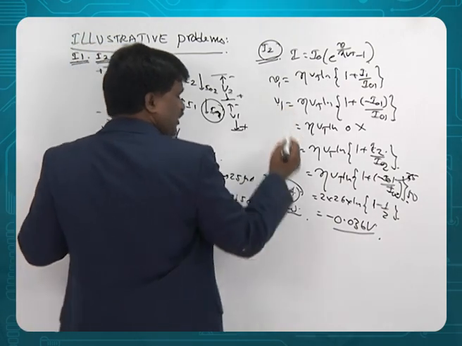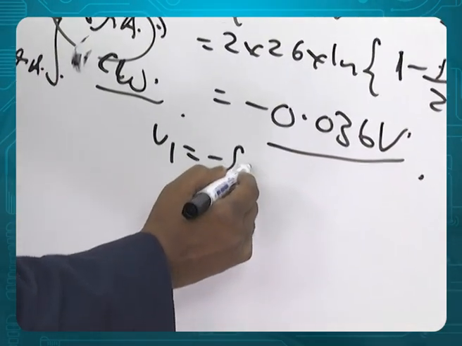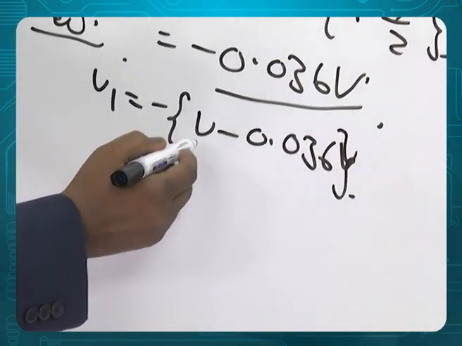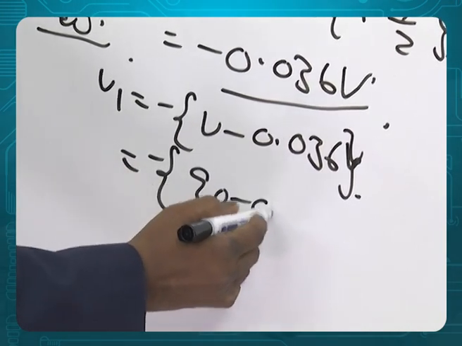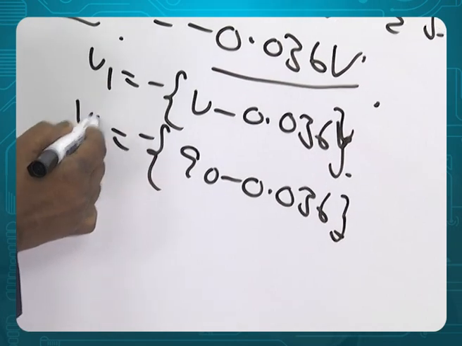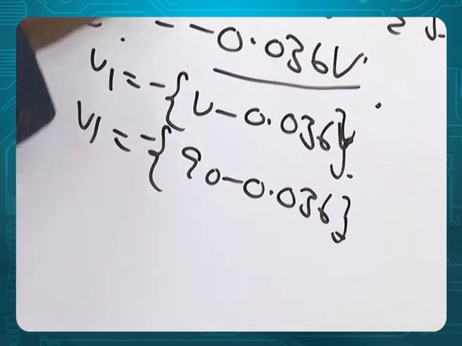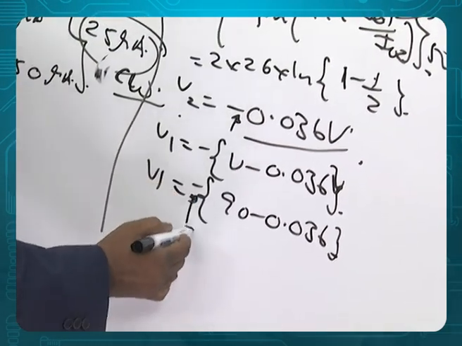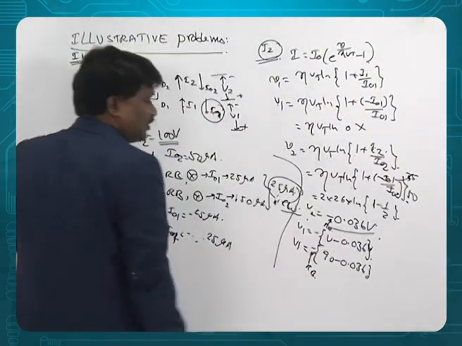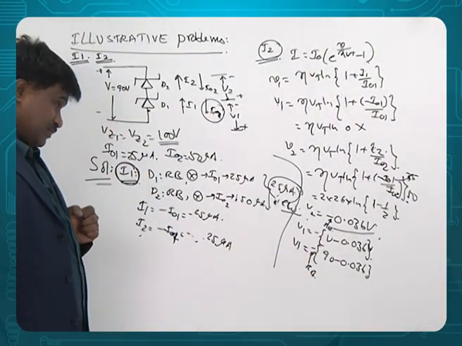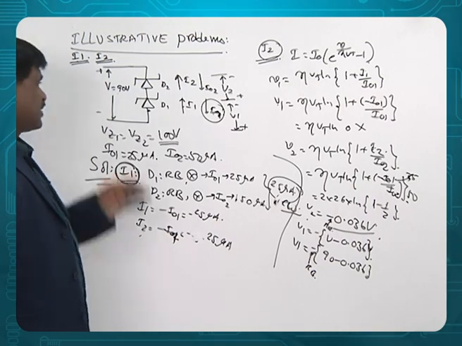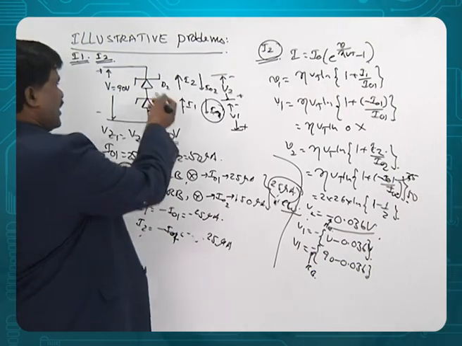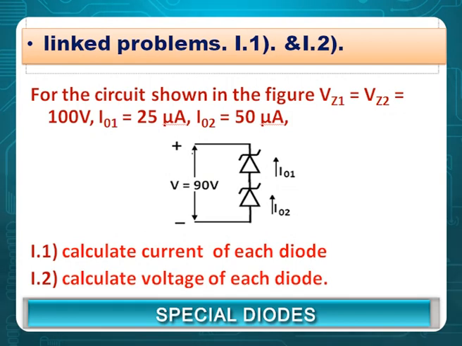Then how to calculate V1? V1 will come from KVL: V minus 0.36. What is V? 90. So 90 minus 0.36 is the answer. And please appreciate one idea here. This negative takes reverse bias. This negative also says reverse. Whenever the voltage becomes negative, the diode is reverse biased. That's the problem. A linked example for understanding how to calculate current through each diode and voltage across each diode.